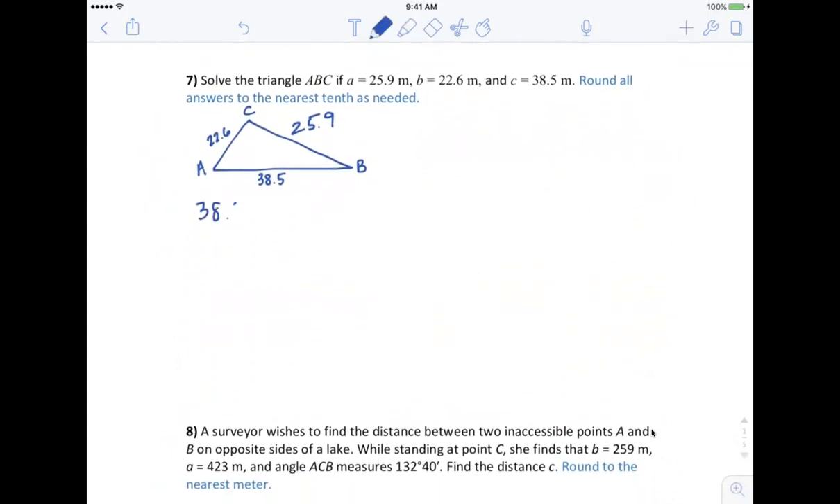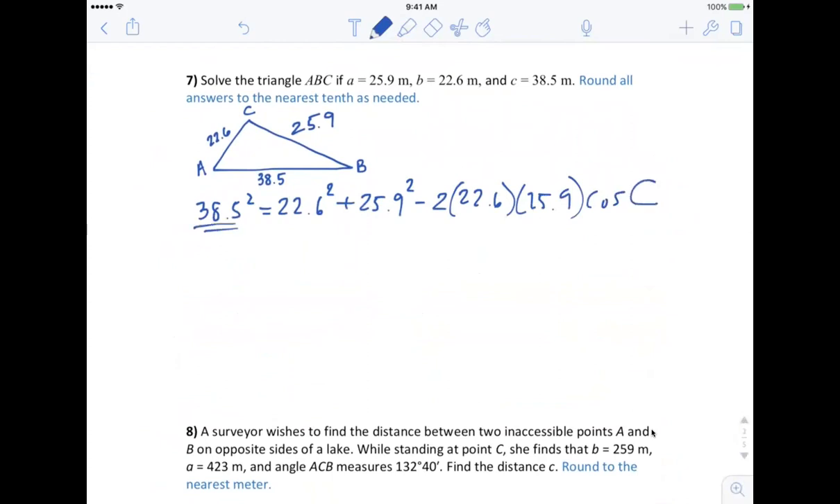38.5 equals each side squared. Doesn't really matter the order in which you write them. And then times 2 times each of those sides again, and then times the cosine of C, right? Notice that side is opposite that angle. The structure is good. Now you have some algebra.